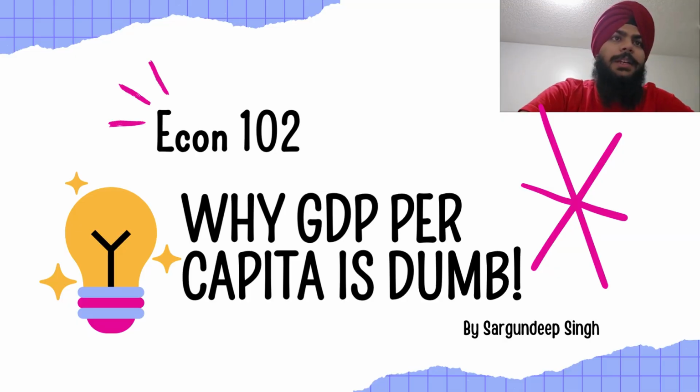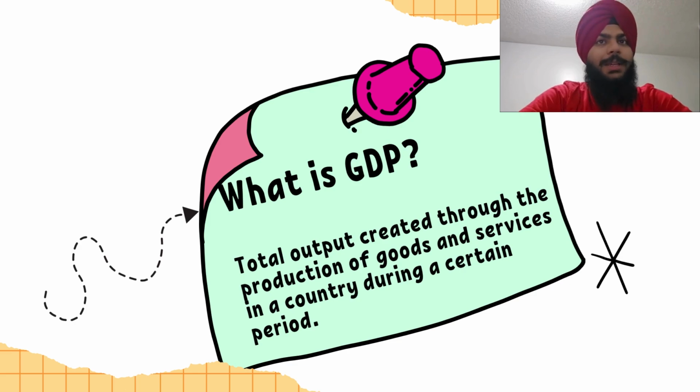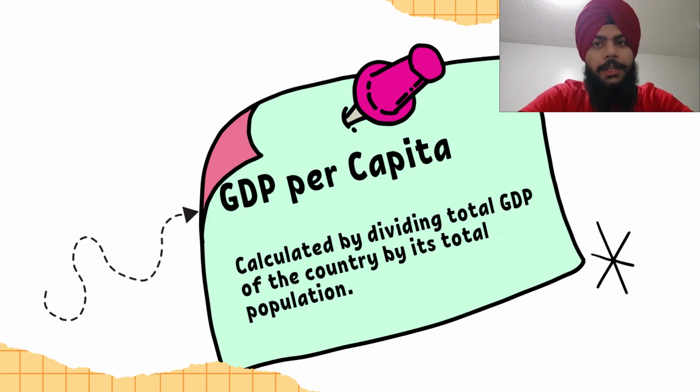Today we will discuss the limitations and potential misinterpretations of GDP per capita, or why GDP per capita is dumb. Now, what is GDP? Statistics Canada says that gross domestic product, or GDP, measures the total output created through the production of goods and services in a country during a certain period. It also measures the income earned from that production. Now, GDP per capita of a country is calculated by dividing total GDP of the country by its total population.